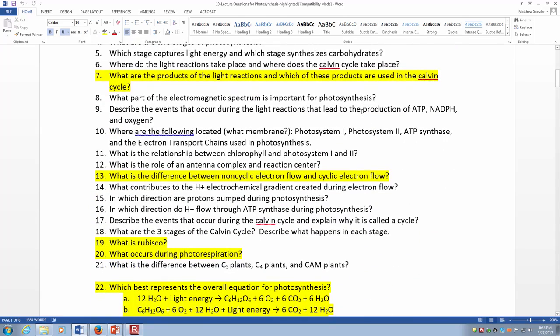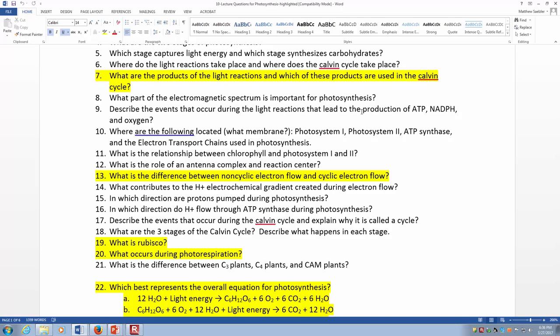Okay, so the first question that I want to talk about is what are the three products of the light reactions, and which of those products are used in the Calvin cycle? Oxygen, ATP, NADPH. Okay, right. So the three products are oxygen, ATP, and NADPH. And which ones are important for the Calvin cycle? Right, NADPH and ATP. And so those are the important products.